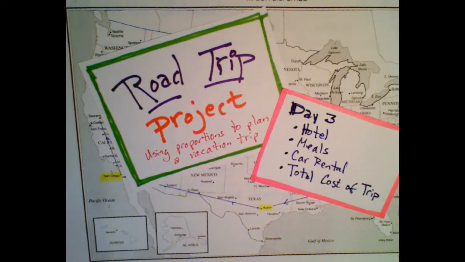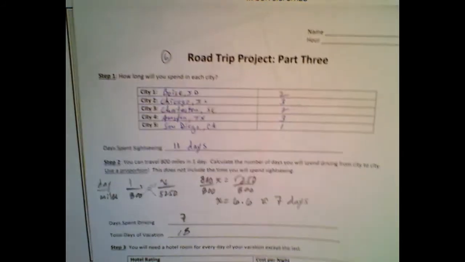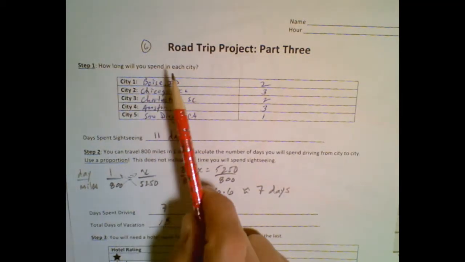It's the Road Trip Project day number 3, where we are going to calculate the cost for hotels, meals, car rental, and find out what is the total cost of this trip after we bring all the different charges together. And this particular day begins with a sheet looking a lot like this, where you first ask how long have you spent in each of your cities.